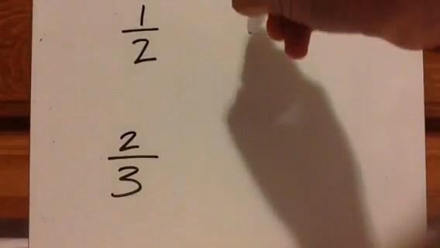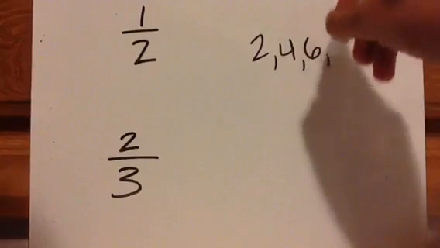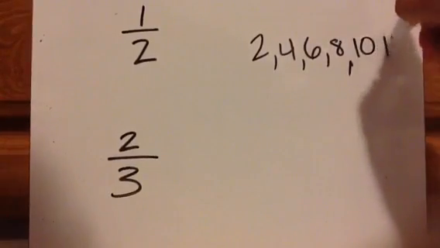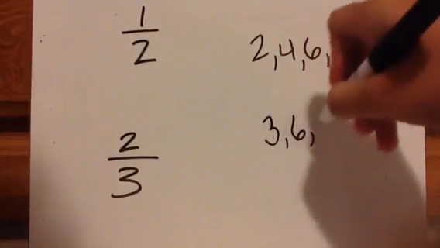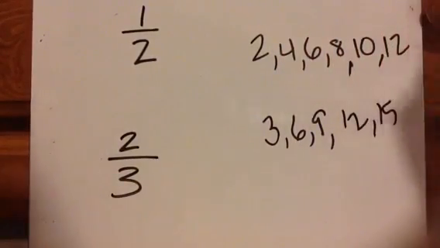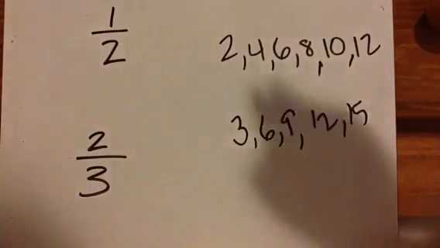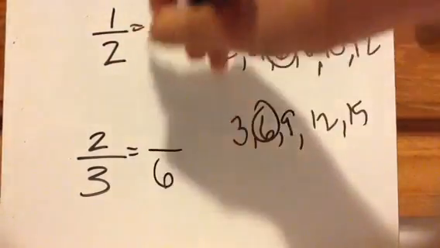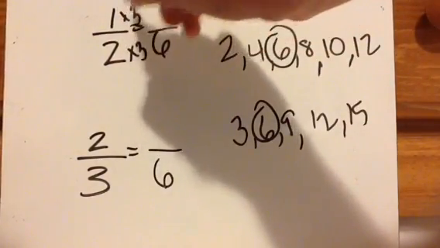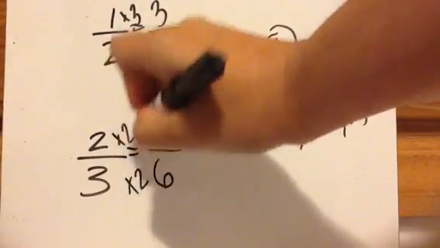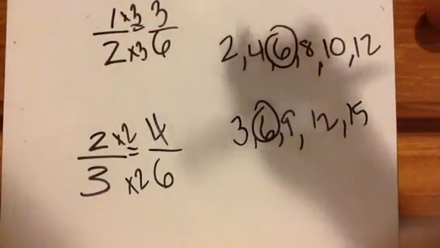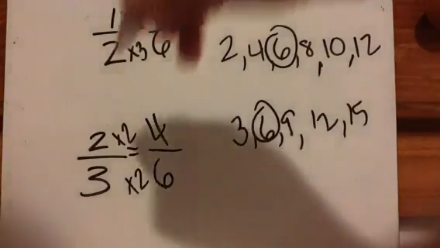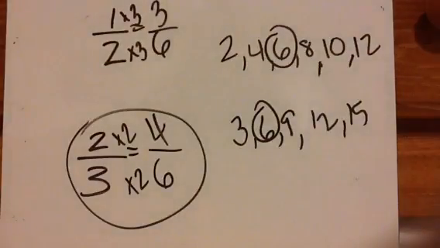Okay, so you want to take the denominator and skip count. 2, 4, 6, 8, 10, 12. 3, 6, 9, 12, 15. So based on this, I see that they both have 6 in common. So I'm going to find the equivalent fraction as if it were in sixths, and you should be able to easily figure that out. So 3/6 compared to 4/6, we know 4/6 is greater, so 2/3 is greater than 1/2. It's so easy that you won't even need pictures. You can easily do these without it.